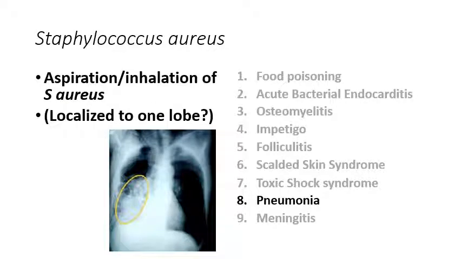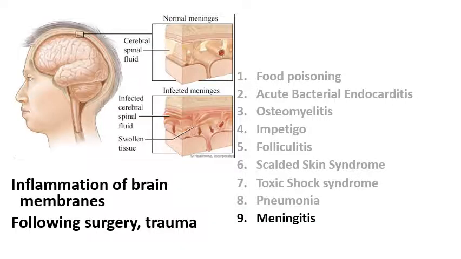Occasionally, Staph aureus can get into the lungs. It tends to be localized to one lobe. Nobody knows why. If you inhale some of it, it can cause pneumonia, and it can occasionally cause meningitis, which is inflammation of the membrane surrounding the brain.